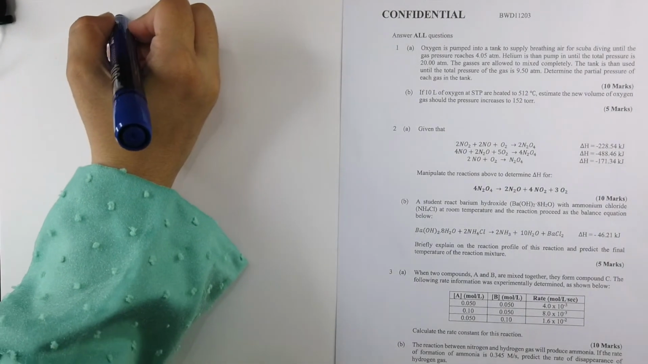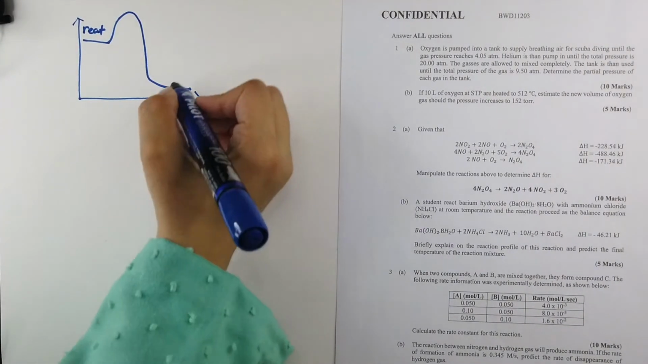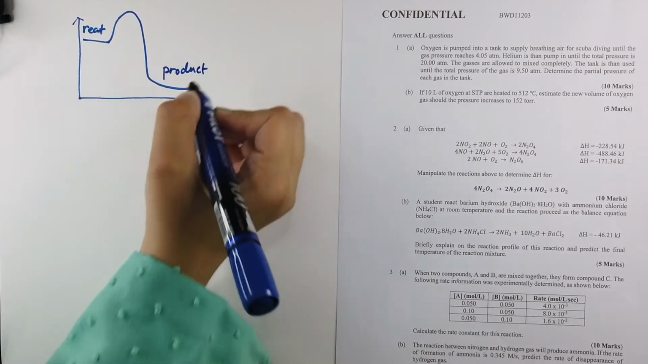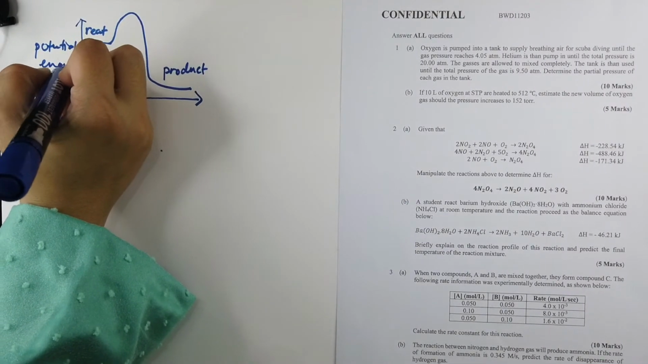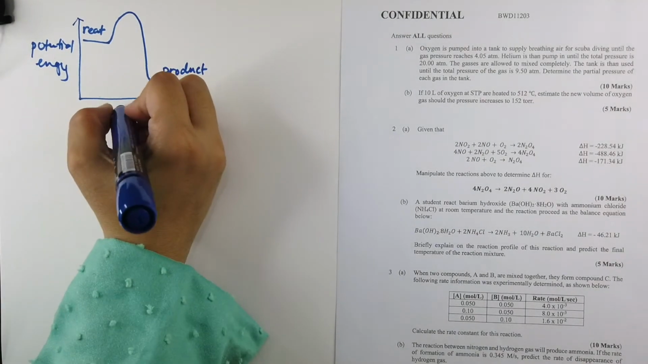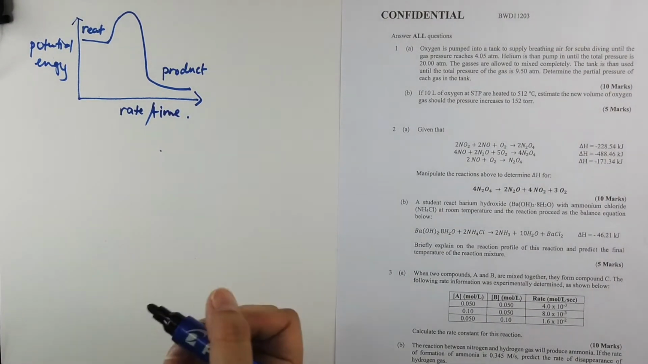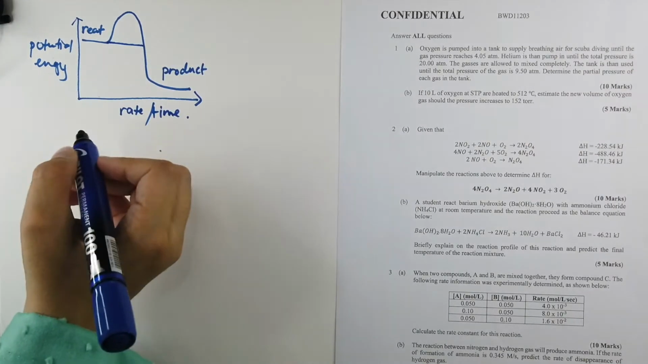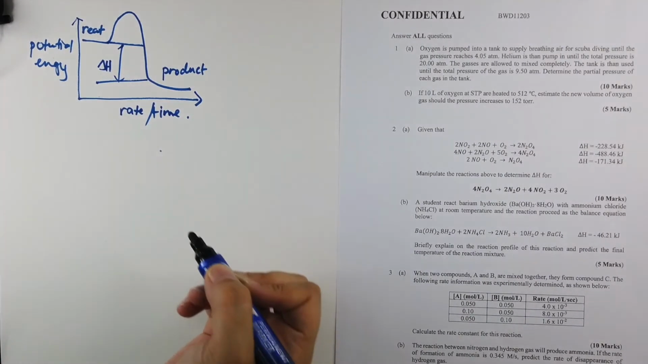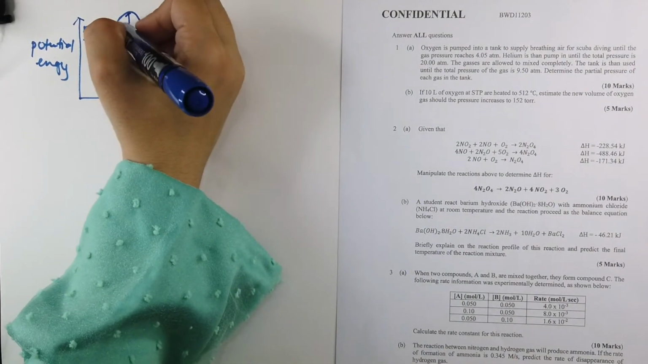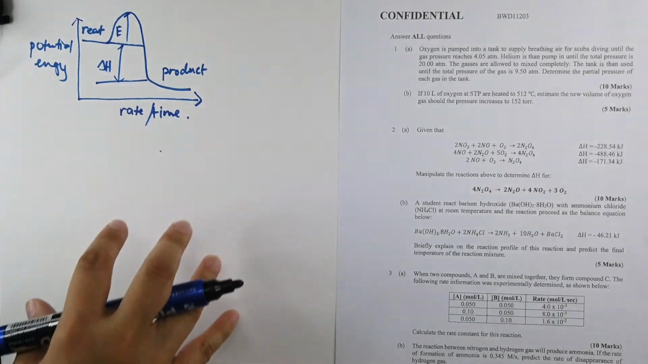The exothermic graph should be like this, where this is the reactant and this is the product, and here is the potential energy, and this one is the reaction time. What else you need to show is where the delta H is. So delta H is here, and here is your Ea. Right, so this is the first part that you need to answer.